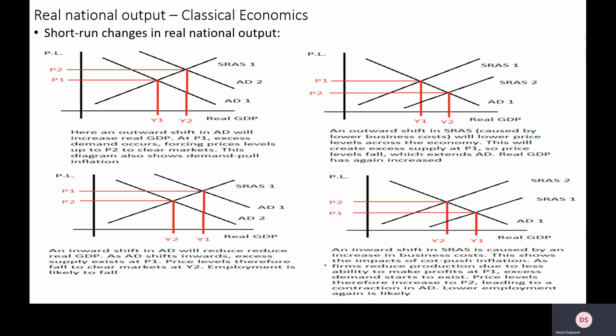Now, in the top right-hand corner diagram, you can see a growth in national income driven by an outward shift in short-run aggregate supply. This is driven by a reduction in business costs. As business costs fall, it means that price levels need to fall to clear markets. So output would grow from Y1 to Y2.